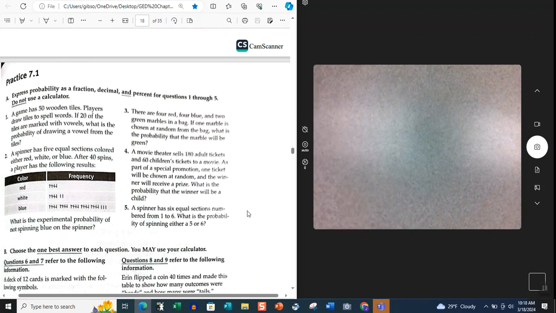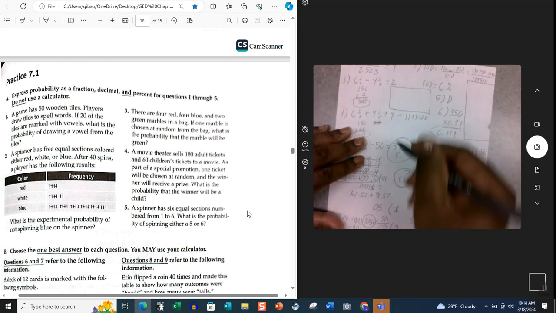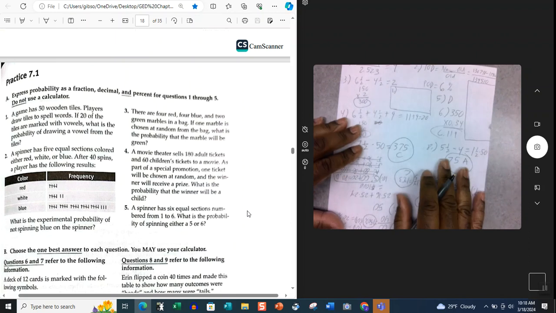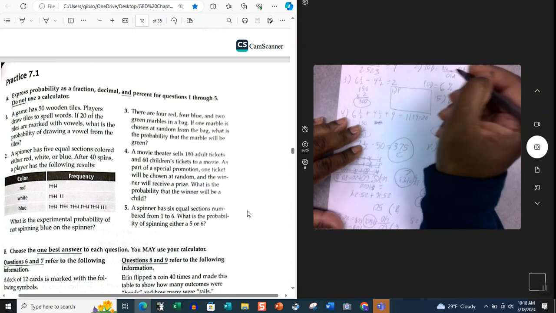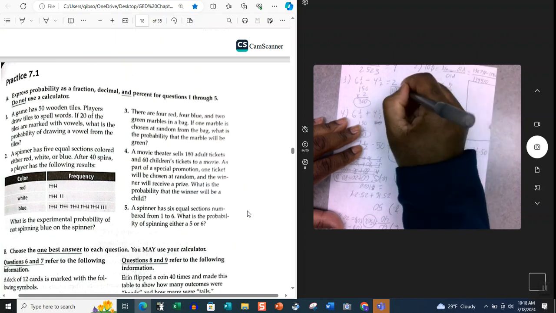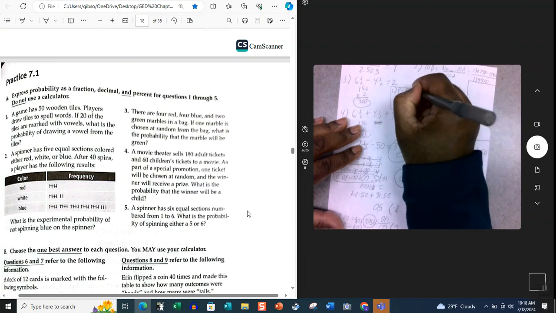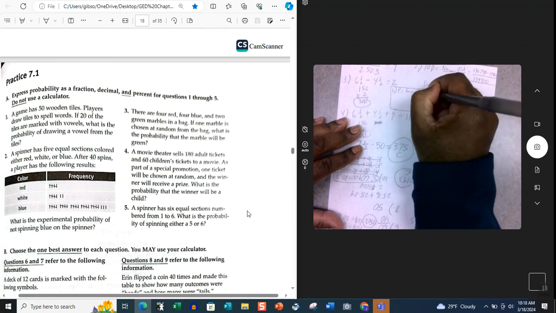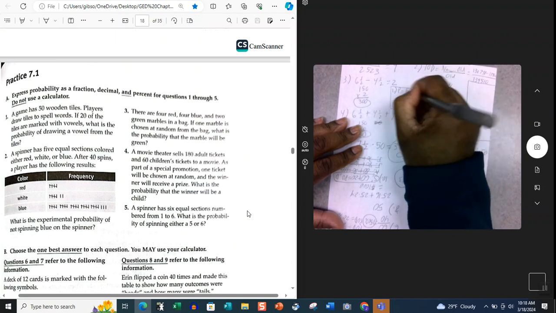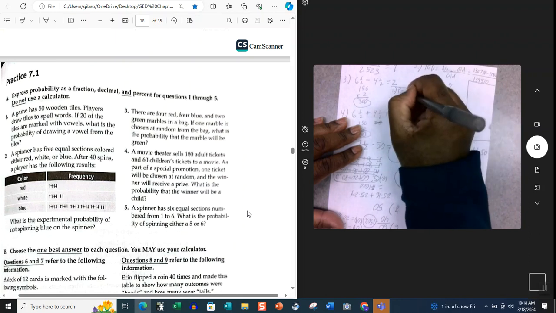So, what we have here, and this is problem number 1, we have the favorable, so we have probability is equal to favorable outcomes divided by possible outcomes.